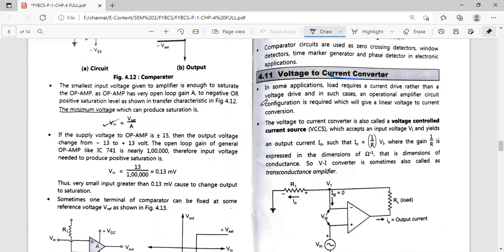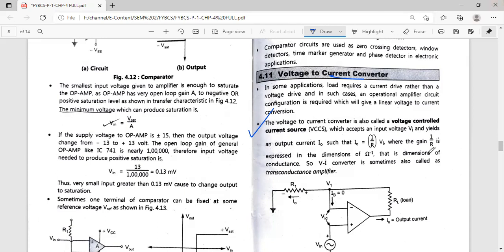So in some applications the load requires a current driver rather than a voltage driver. Current drivers are less used, but they are used. In that case an operational amplifier circuit configuration is required, which will give you linear voltage to current conversion. So here we will need a converter with the help of op-amp that will convert your voltage into its equivalent current. The voltage to current converter is also called a voltage controlled current source, VCCS. Now remember this point, voltage to current converter is also called a voltage controlled current source.